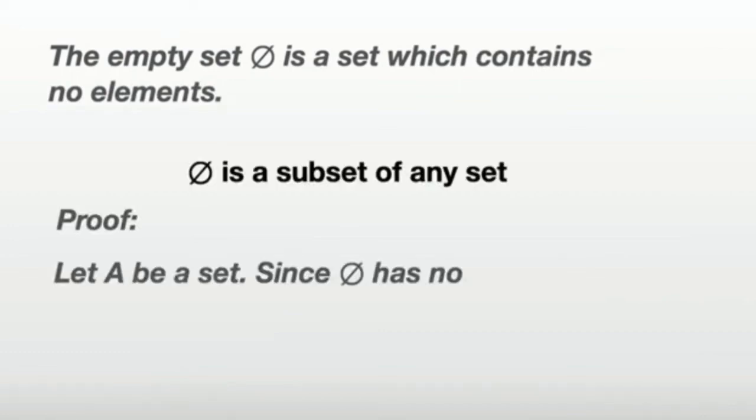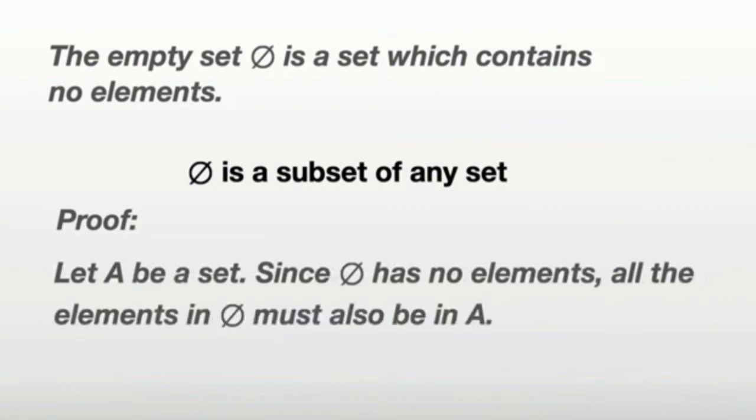The empty set is a set which contains no elements. It's a special set we give its own symbol and it has its own properties. Firstly, the empty set is a subset of any set. Let A be a set. Since the empty set has no elements, all the elements in the empty set must also be in A. Therefore, the empty set is a subset of A.